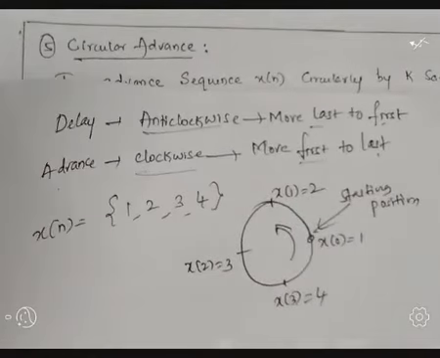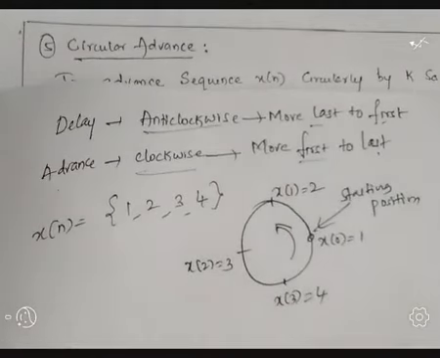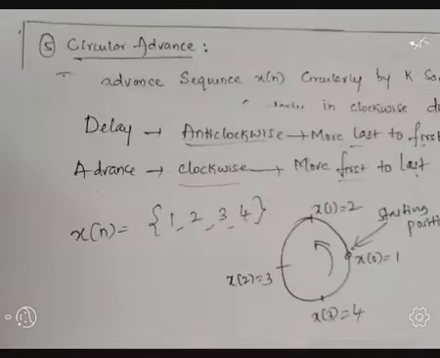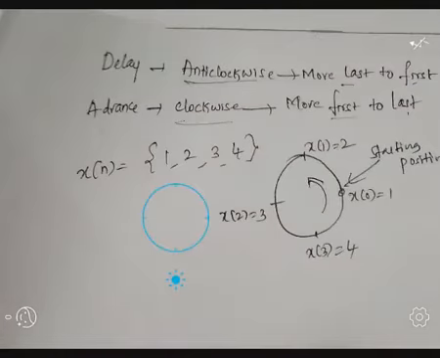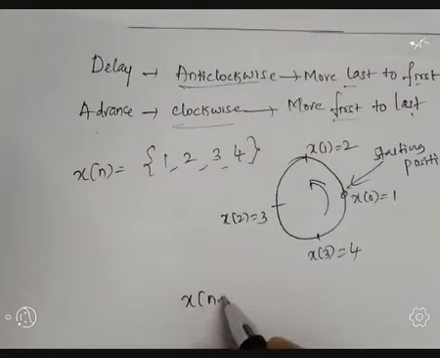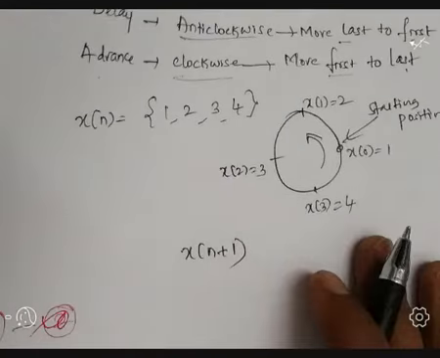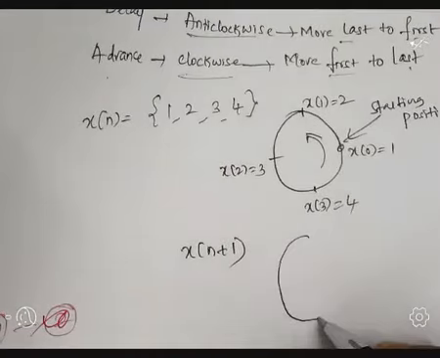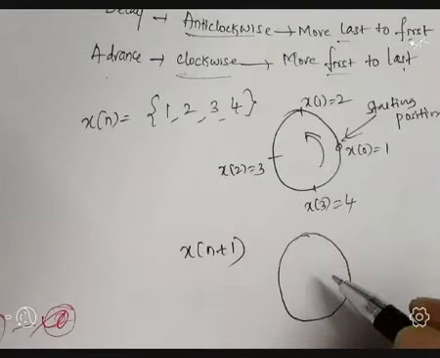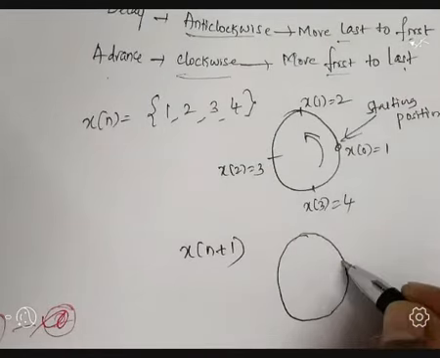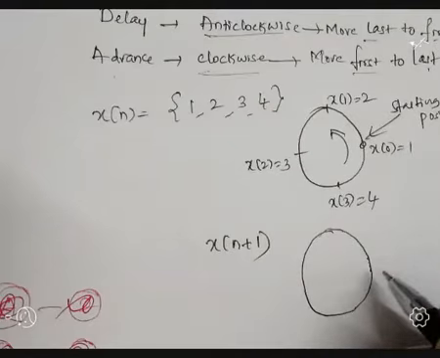Okay. First, I have taken the same example. Now, I am going to advance this sequence x of n by one sample. Means, if you are representing it circularly, what we have to do? We have to shift in the clockwise direction one time. So this is shifted in the clockwise direction by one time.